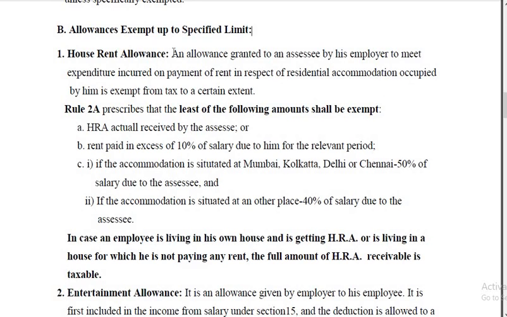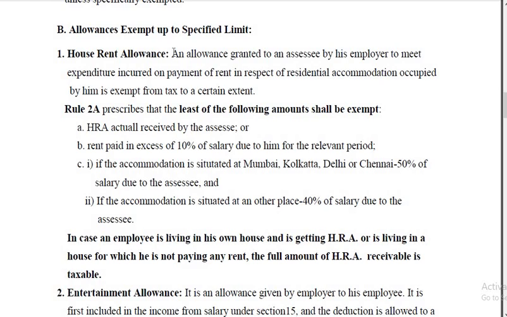First one, house rent allowance. House rent allowance is granted to an assessee by his employer to meet the expenditure incurred on payment of rent in respect of residential accommodation occupied by him, and it is exempt up to a certain limit. How is it calculated? As per Rule 2A, the least of the following will be exempt HRA. The remaining HRA will be taxable.